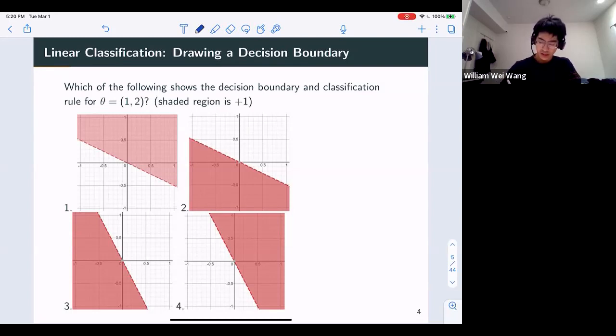So the answer is number one. You can see that because it's theta (1, 2), if you plot it here, this vector is theta, and you can see that it is normal to this hyperplane, or this line. And then you can also see that it's in the correct direction. The red shaded region should be +1, and the things that are classified as +1 are in the direction of theta. So that shows that this is the correct answer.